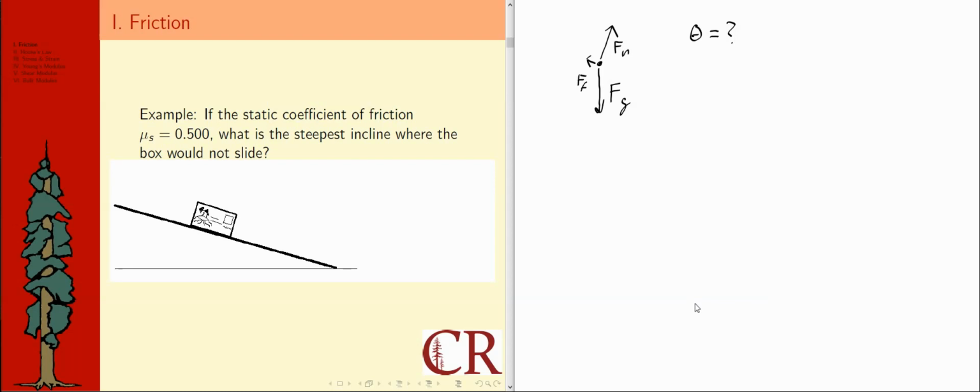The other clue, when I read this question through again, is that it's talking about the steepest incline where the box would not slide. So if it's not sliding, and the fact that we're given the static coefficient of friction implies that this thing's not moving, we're looking at a static situation. It's not accelerated motion. In other words, the net force must be equal to 0. So I'm going to write that down as a clue as to how to proceed.